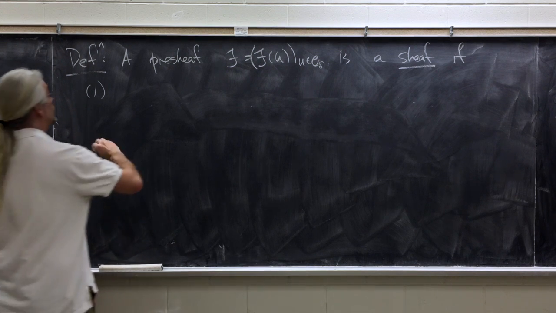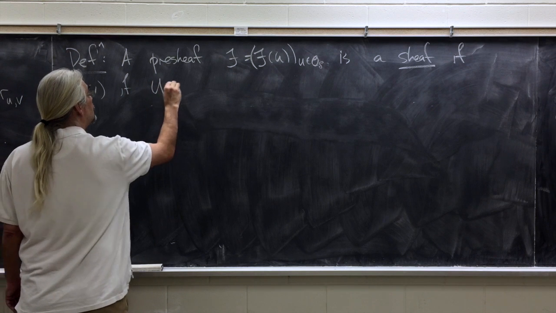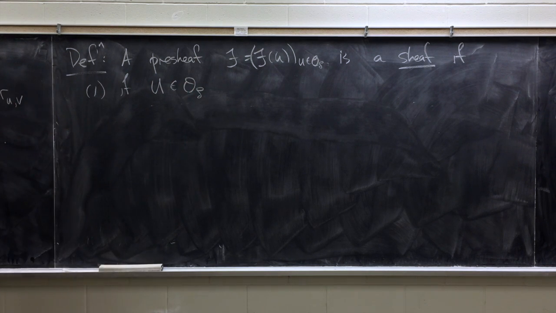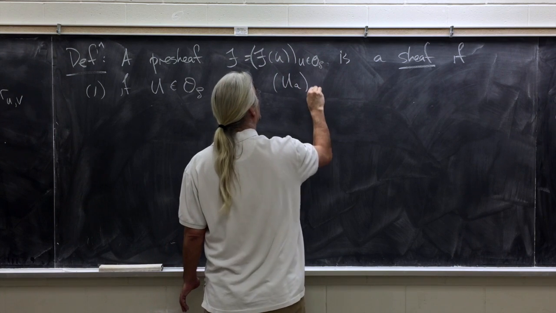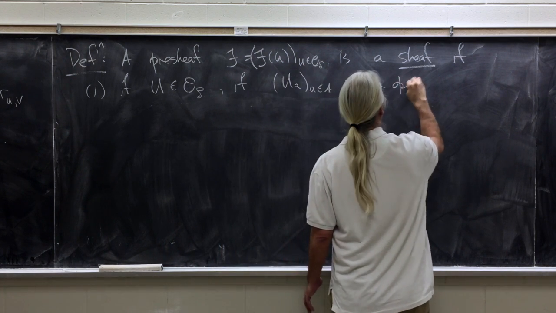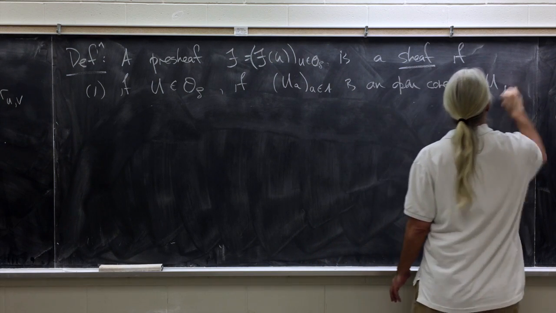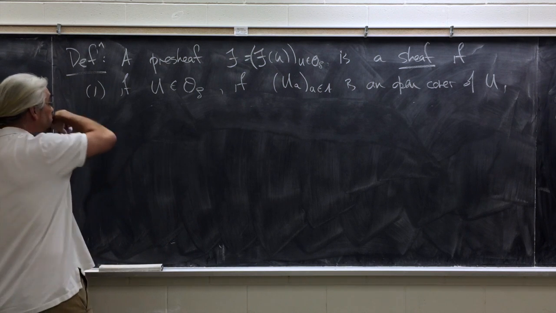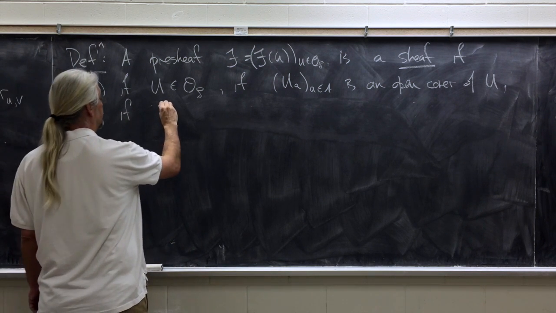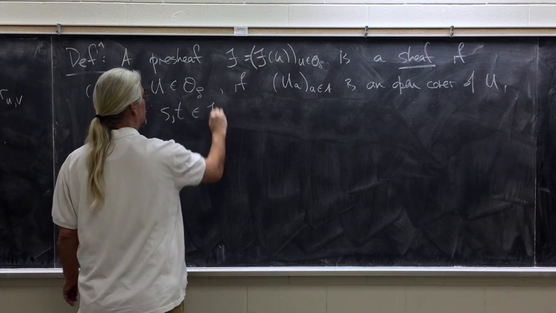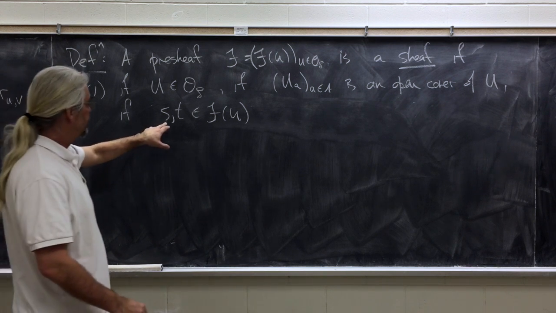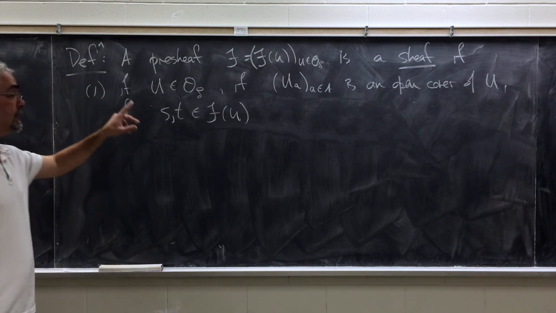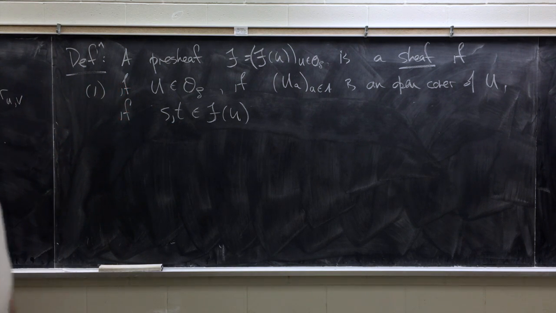The first condition is this. If U is an open set, if U_a is an open cover of U, and if S and T are, in terms of terminology, local sections of the presheaf F over U, so you have two local sections S and T which have the property that their restrictions to all of those U_a agree.